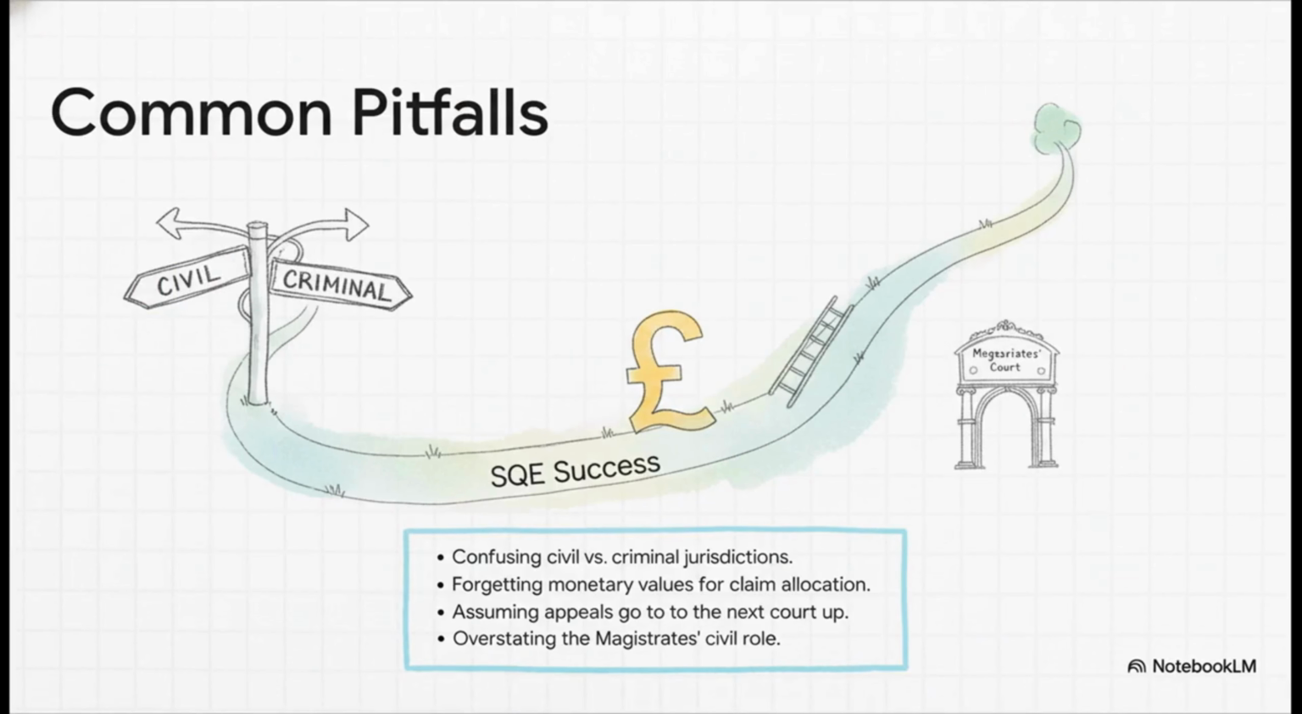And finally, please avoid these common mistakes. Don't confuse civil and criminal jurisdiction or their standards of proof. You have to know the monetary values for the different tracks. Remember that appeals are often to the next judge, which isn't always the same as the next court. And don't overestimate what the magistrate's court does in civil cases. It's very limited. Nailing these distinctions is where you'll pick up those valuable marks.